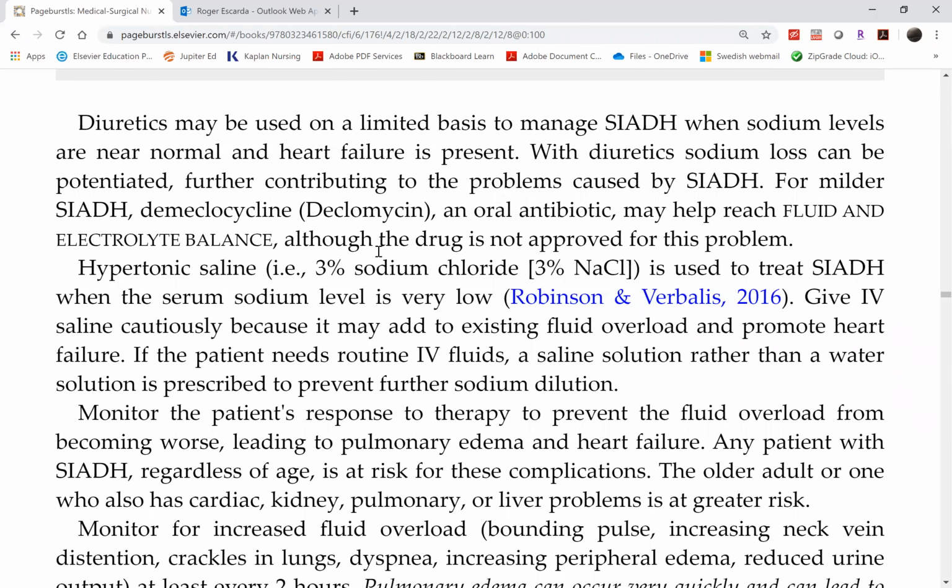Diuretics is an option to decrease the fluid volume. However, diuretics will also cause further sodium loss. Although loop diuretics or thiazide diuretics mostly affect potassium, if you read the drug book, it does also contribute to sodium loss to a certain extent.